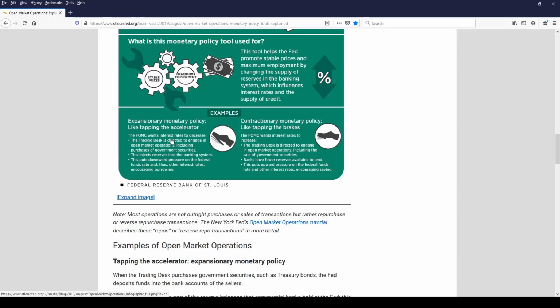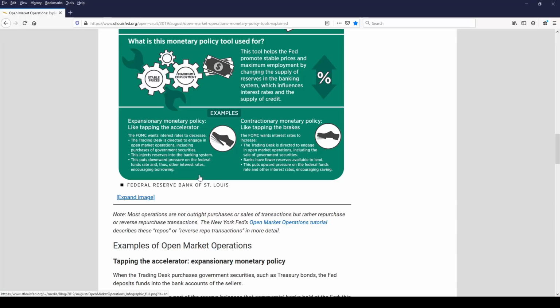The FOMC wants interest rates to decrease. Now notice, this is key, interest rates to decrease. So the trading desk is directed to engage in open market operations, including purchases of government securities. This would include U.S. Treasury securities and mortgage-backed securities. This injects reserves into the banking system. Again, this is all that quantitative easing does, it creates reserves in the banking system, and this puts downward pressure on the federal funds rate, and thus other interest rates, encouraging borrowing.